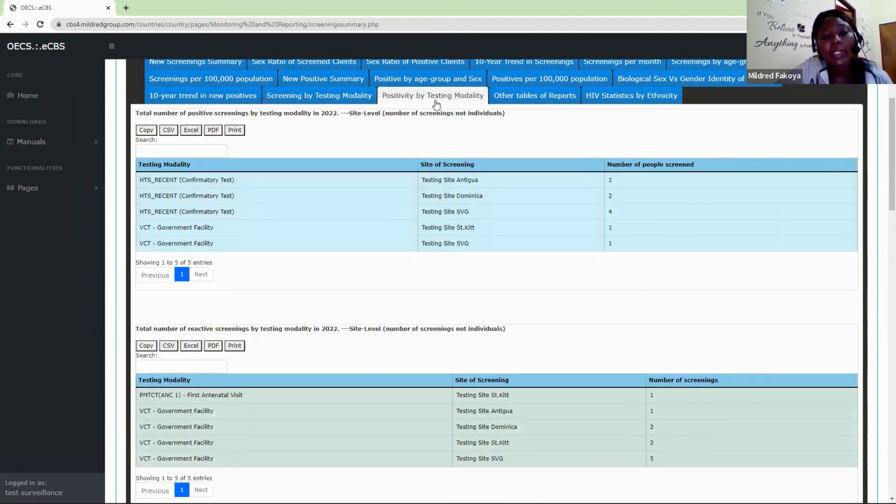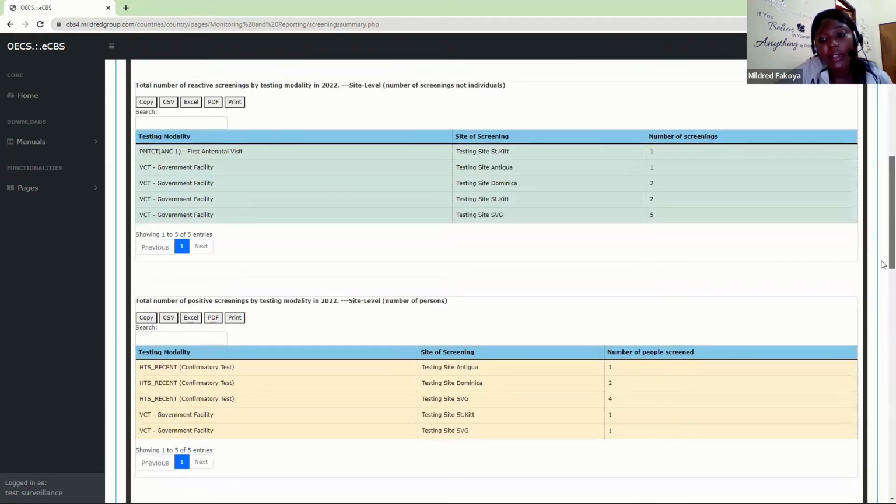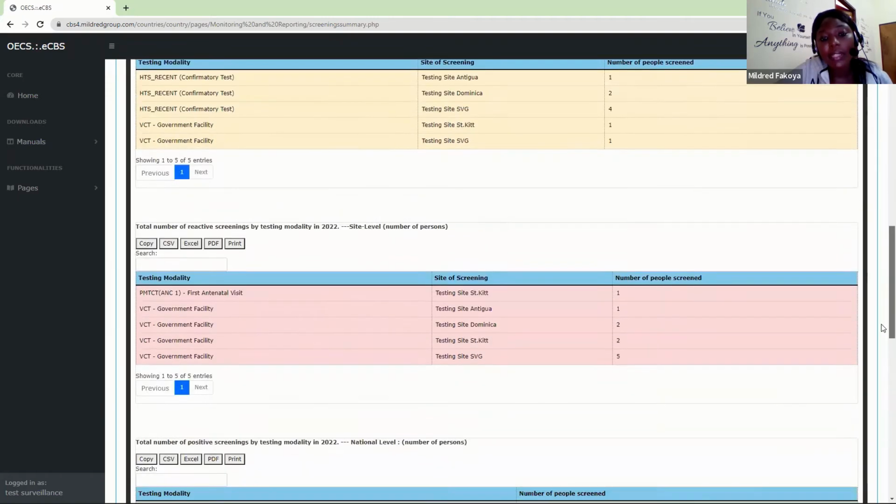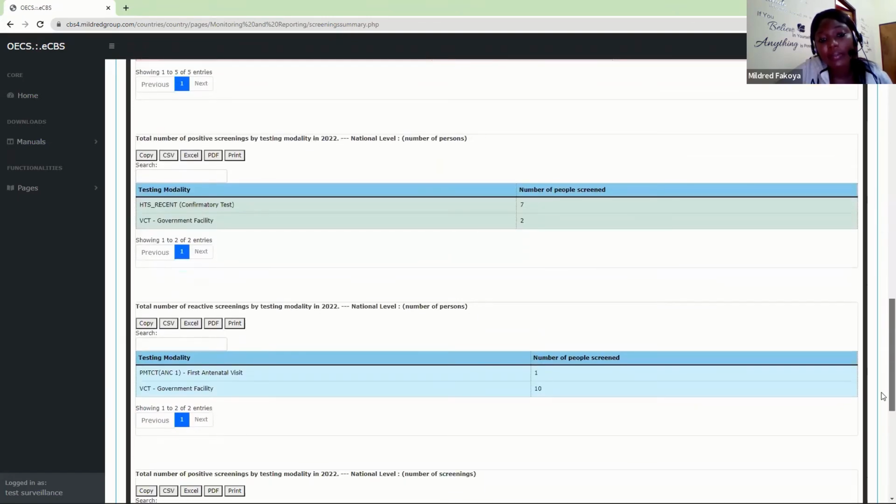Then you want to see the positivity by test modality. So you also see where the people that were positive tested at the sites, and it gives you the number of persons screened and the number of screenings done. And it also gives you this on the site level and on the national level.